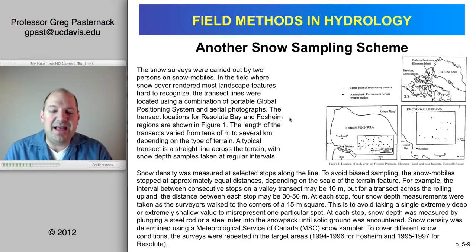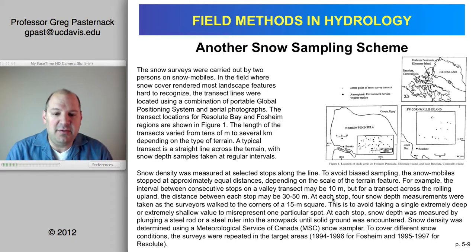So here, that sounds like a snow course, just having to do snowmobiles, but look what they do at each site. So first, they are mindful of the terrain in this case. There are stops on a valley transect about 10 meters apart, but then for larger areas they could be 30 to 50 meters apart. And then at each stop, instead of taking one measurement, now they're taking 4 measurements on the corners of a 15 meter by 15 meter square.